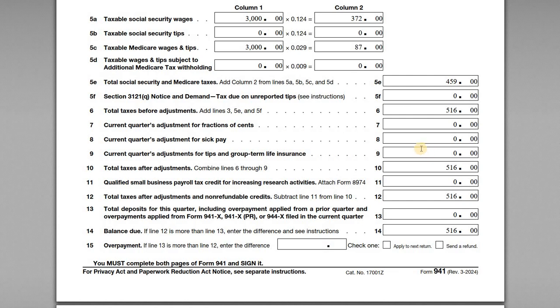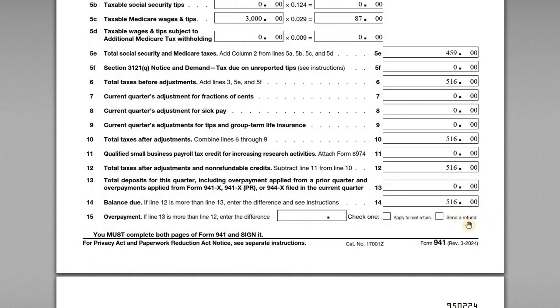We don't have any kind of unique credits that are being applied. We're not taking any payroll tax credits. We're not claiming credits for increasing research activities. We don't have any adjustments for sick pay or group life, right? So this is a very straightforward, basic 941 for this S Corporation shareholder return. All right. So at the end of the day here, the balance owed is $516.